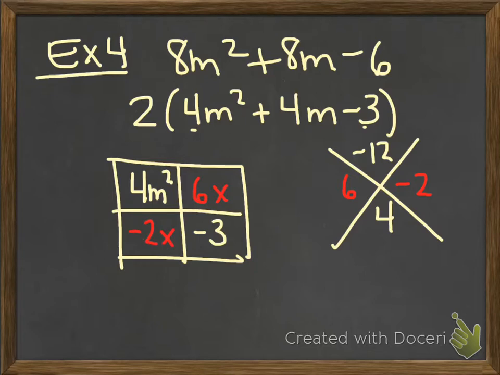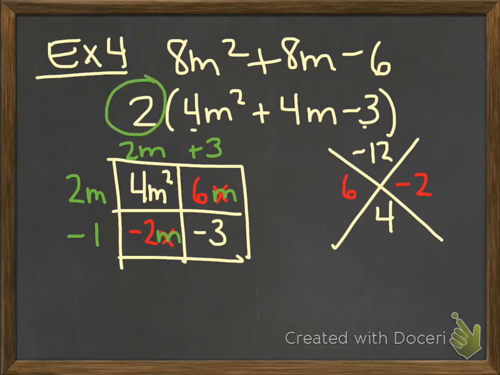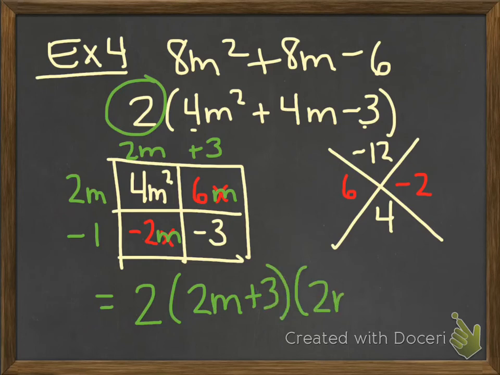Okay, how do we get 4m squared? Oops, I changed letters. Okay, how do we get 4m squared? That's 2m and 2m. 2 times 3, 2m times 3 gives me the 6m. 2m times negative 1 gives me the negative 2m. Okay, and don't forget there's still the 2 that's outside of there. So that needs to be in your answer. So 2, then parentheses, 2m plus 3, 2m minus 1.